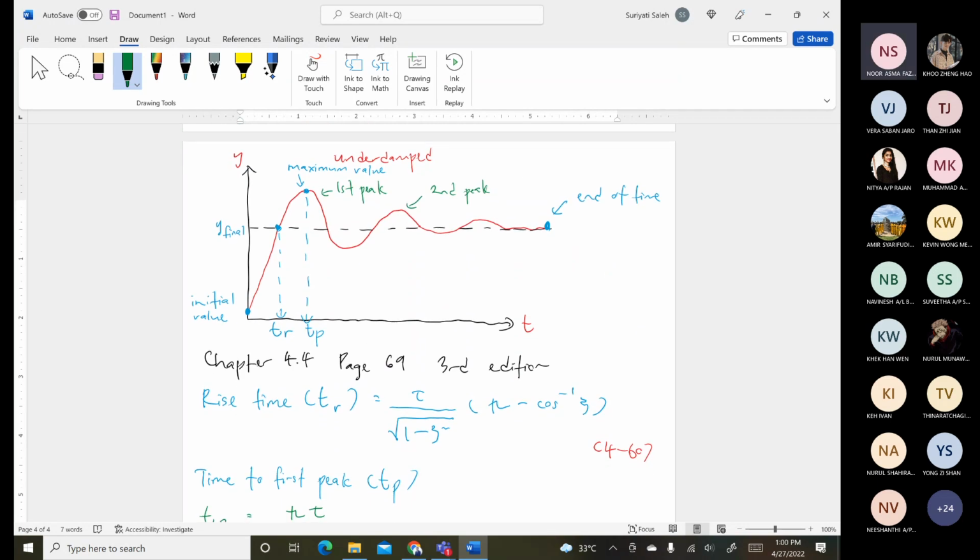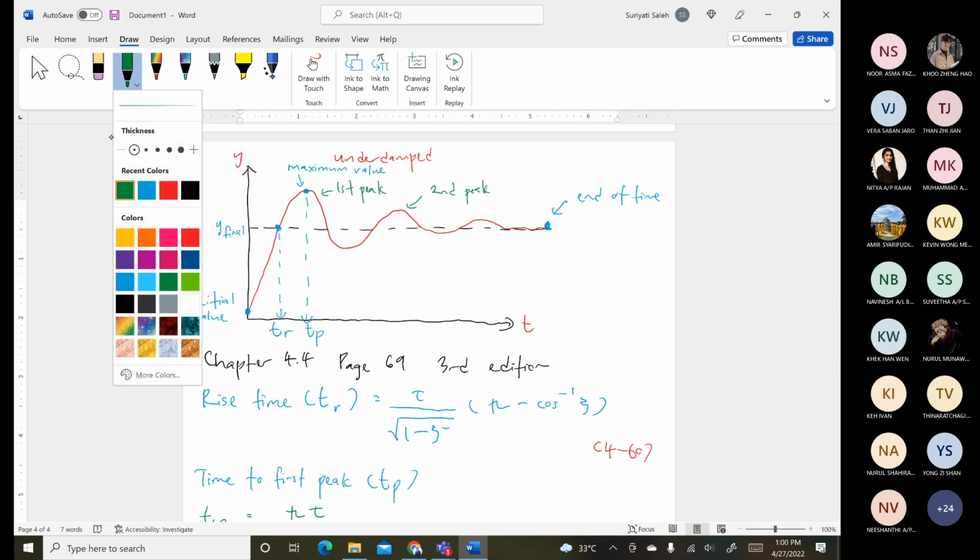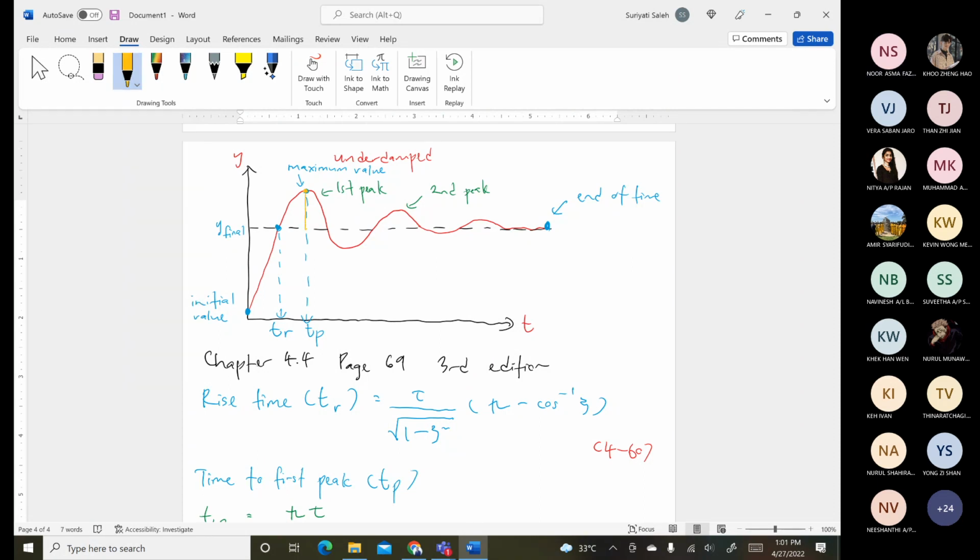And then in this case, we have what we call the overshoot. So what is meant by overshoot? How much the value is exceeding your final value. In this case, we have two different points. The first one, this to here, is what we call A. And lastly, this point, B.